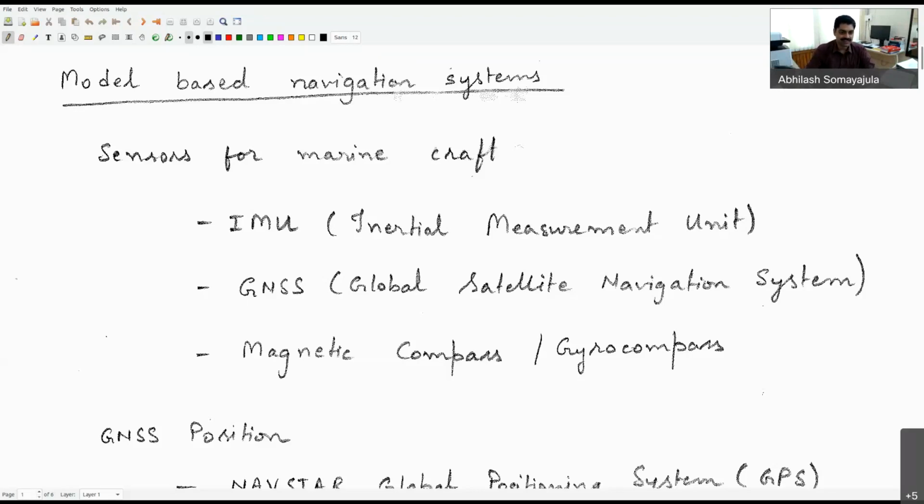So some of the typical sensors on board a marine craft is an IMU, which is called an inertial measurement unit. And usually this is composed of 3 accelerometers, 3 gyroscopes, and a magnetic compass.